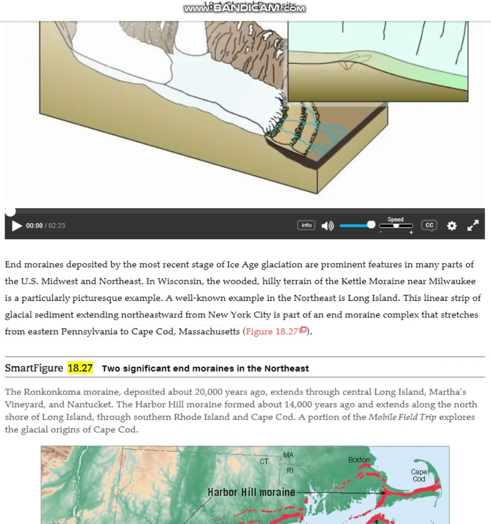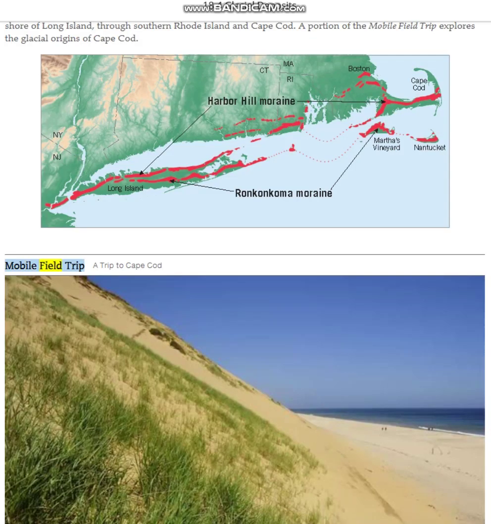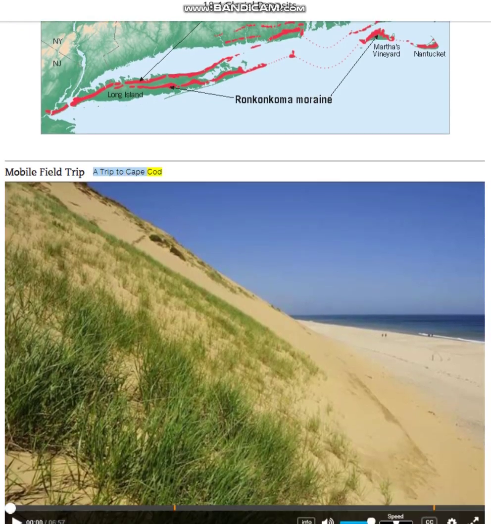Smart Figure 18.27: Significant end moraines in the Northeast. The Ronkonkoma Moraine, deposited about 20,000 years ago, extends through central Long Island, Martha's Vineyard, and Nantucket. The Harbor Hill Moraine formed about 14,000 years ago and extends along the north shore of Long Island, through southern Rhode Island and Cape Cod. A portion of the mobile field trip explores the glacial origins of Cape Cod. Mobile field trip. A trip to Cape Cod.